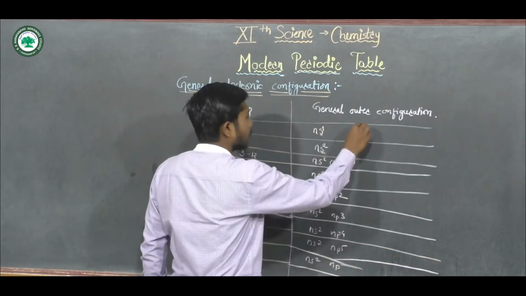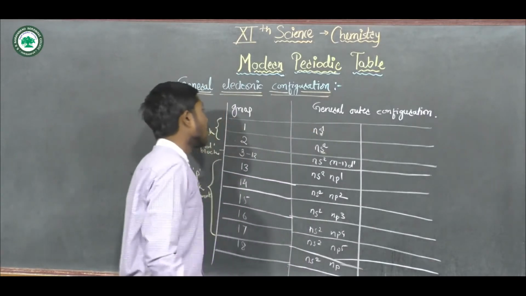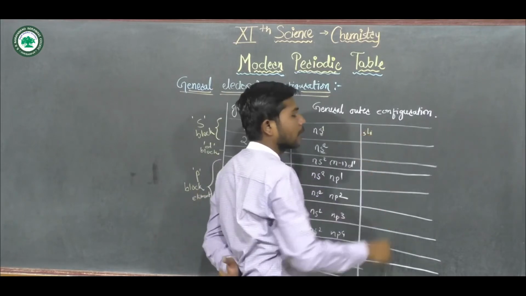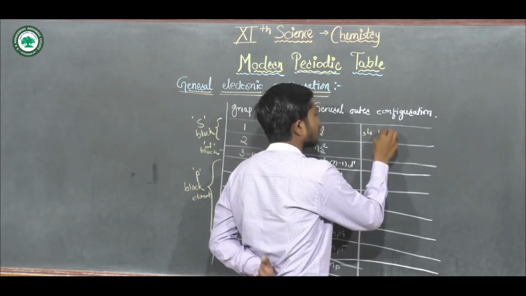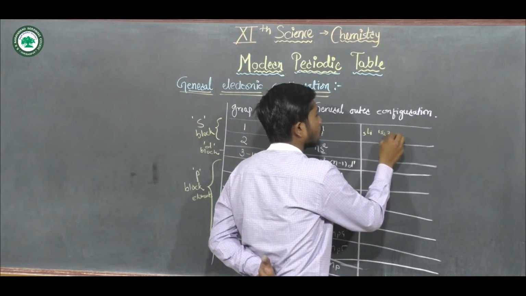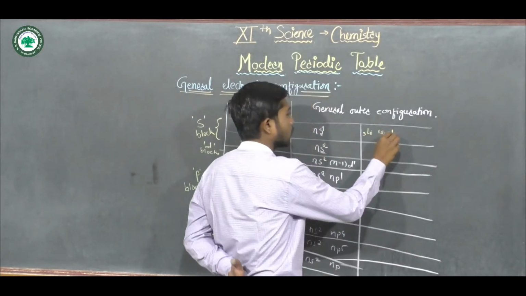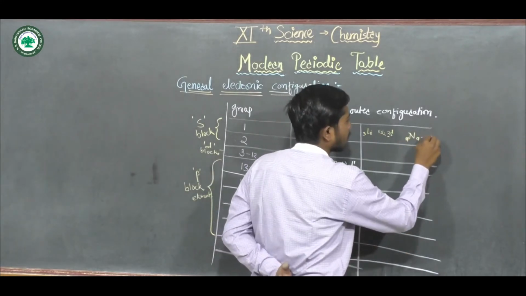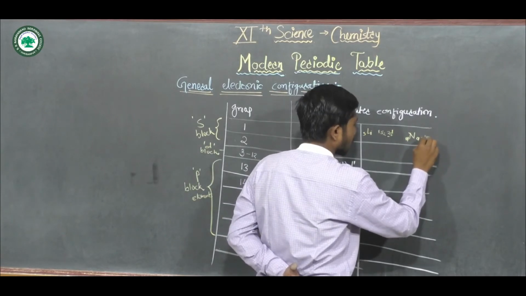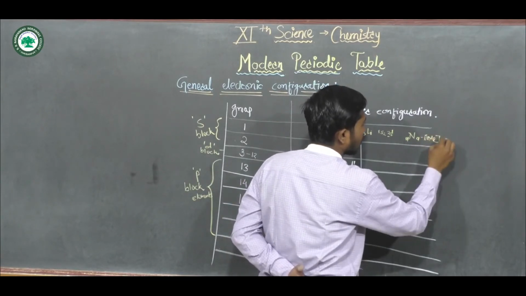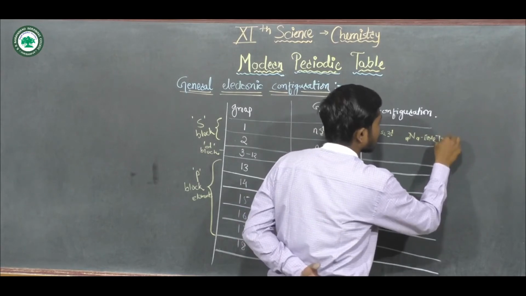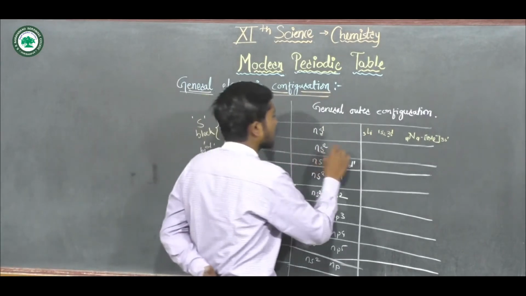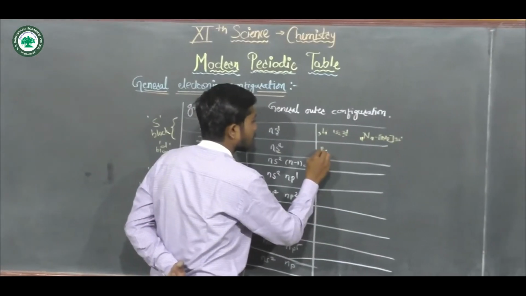In case of examples, we can see which are the examples. In the first group, lithium having atomic number 3, 1s2 2s1. Now second, sodium having atomic number 11, we can write electronic configuration like neon and 3s1, neon 3s1.